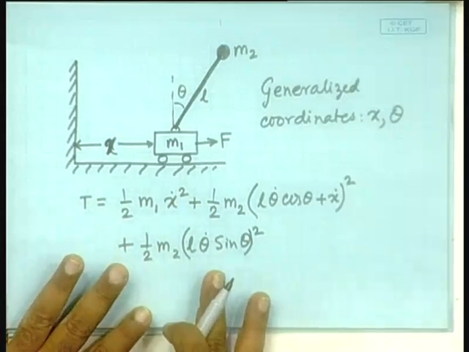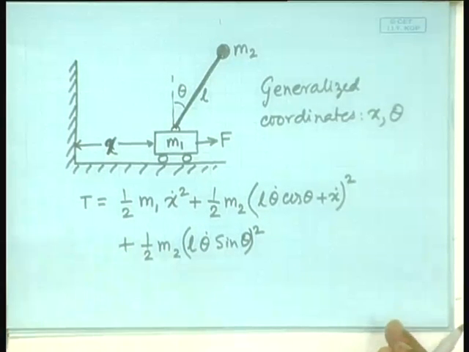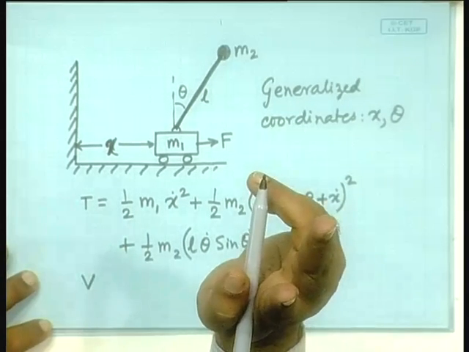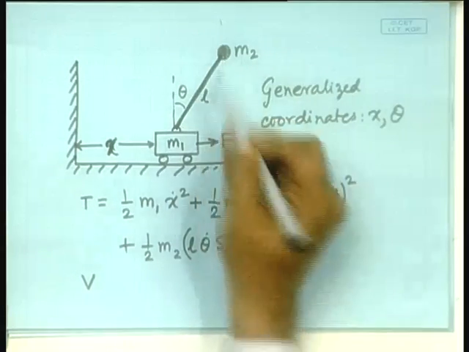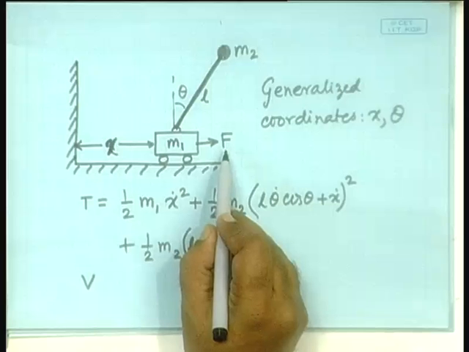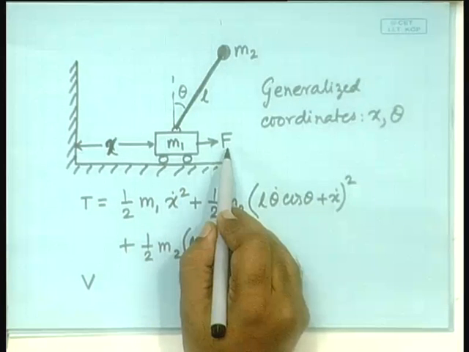This is the kinetic energy completed. Potential energy: there are two components. One is gravitational energy in M2; M1 does not have any gravitational energy, as it moves horizontally. But there will also be another component of the potential due to F, fine.